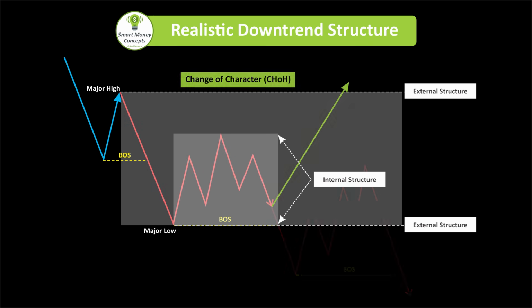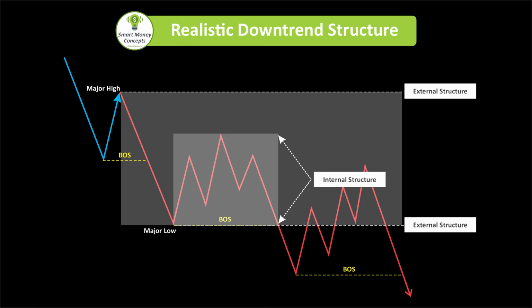In simpler terms, the internal price actions within these external boundaries are secondary, as long as the price remains below the most recent major high, signaling a bearish market. As the price retraces upward, it establishes a series of internal highs and lows within our defined trading range, yet it eventually ascends, breaking the recent major low downward.